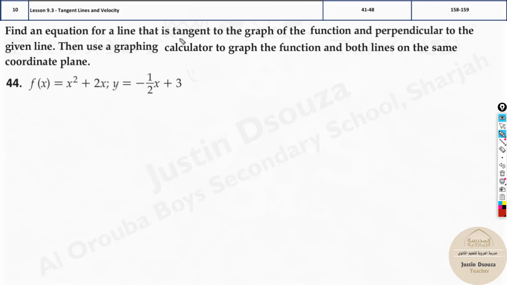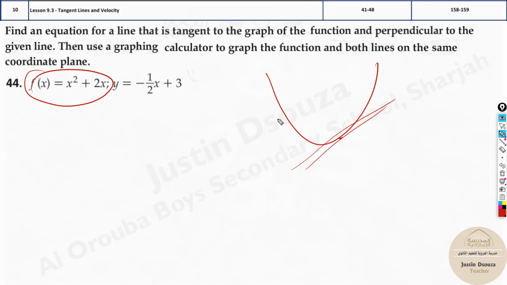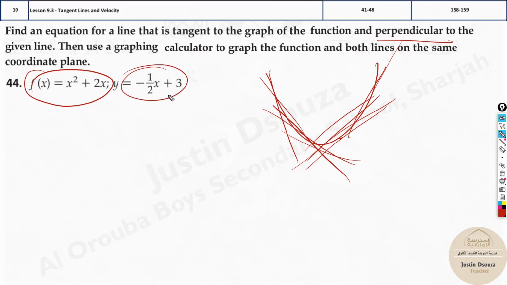Find an equation for a line that is tangent to the graph of the function. Tangent to this, we need to solve. Imagine this is a parabola, it's something like this. A tangent. Now the problem is tangent means it touches only one point. Tangents can be infinite, right? Everywhere there is a tangent. Which tangent? I have no idea now. And perpendicular to the given line. It's perpendicular to this line.